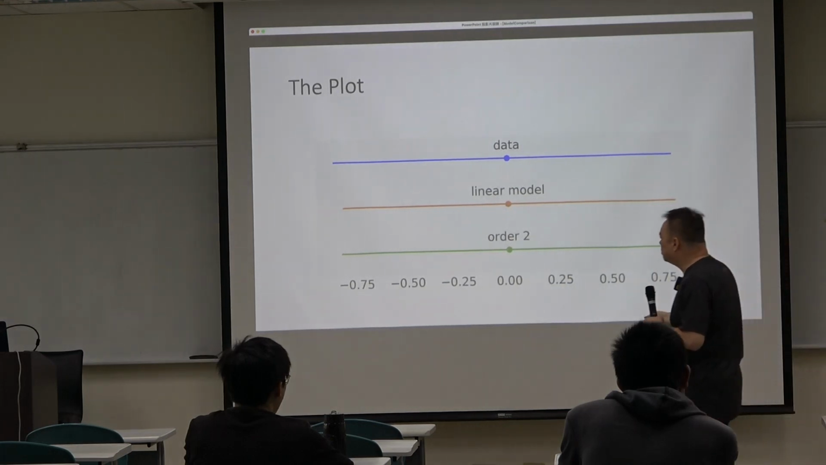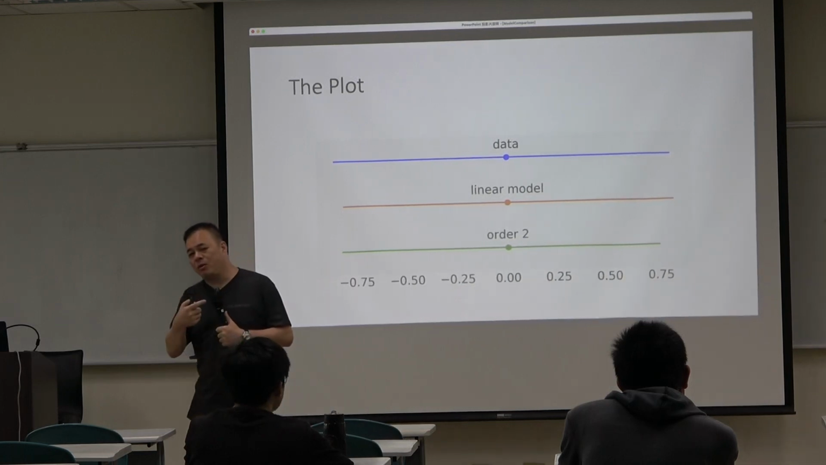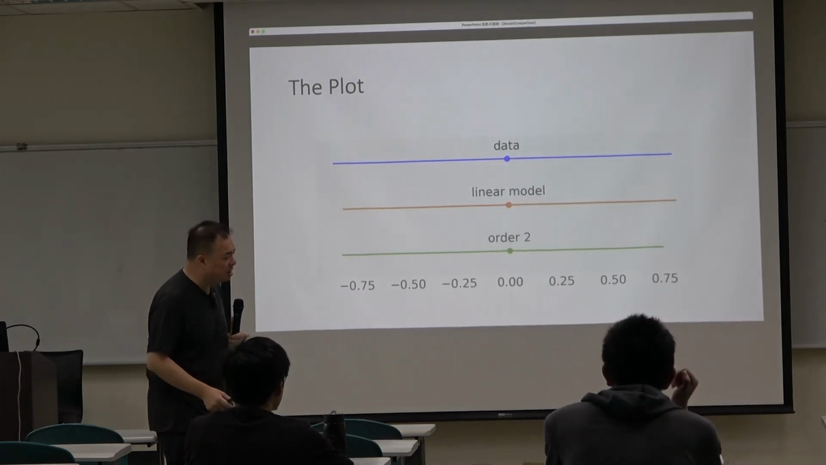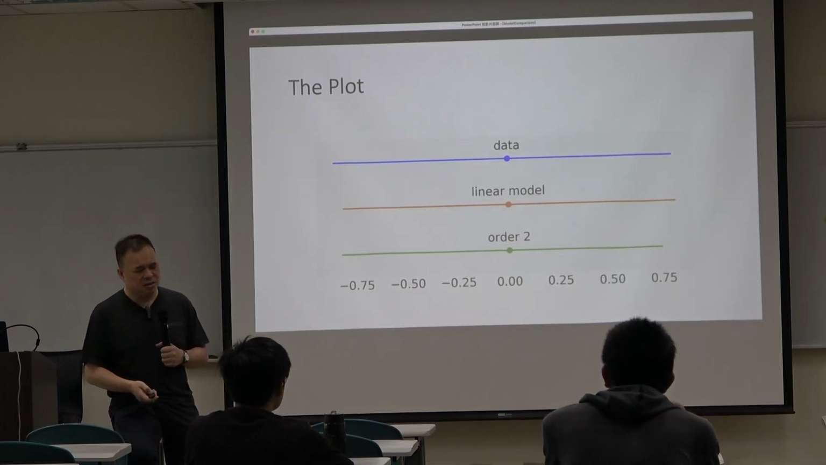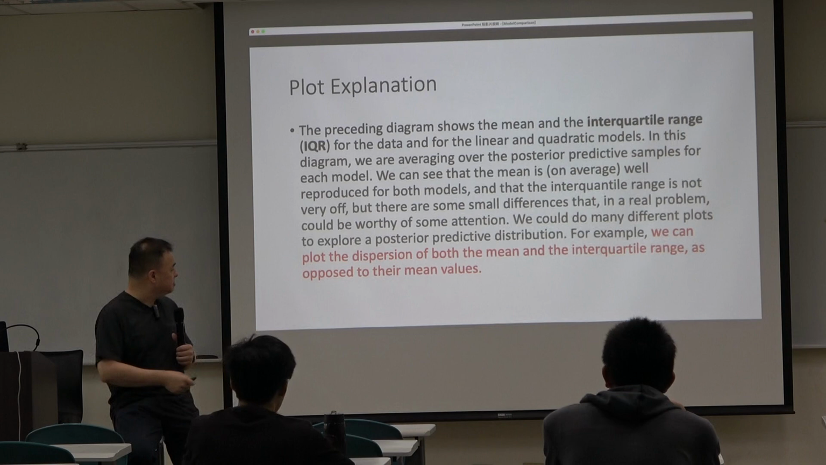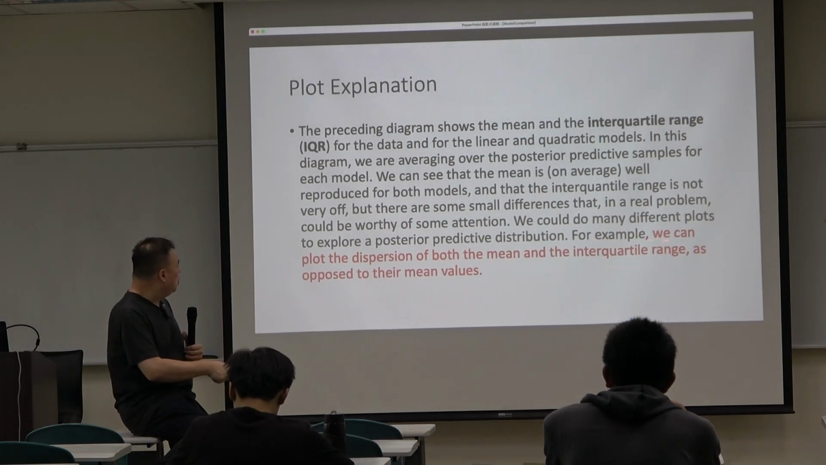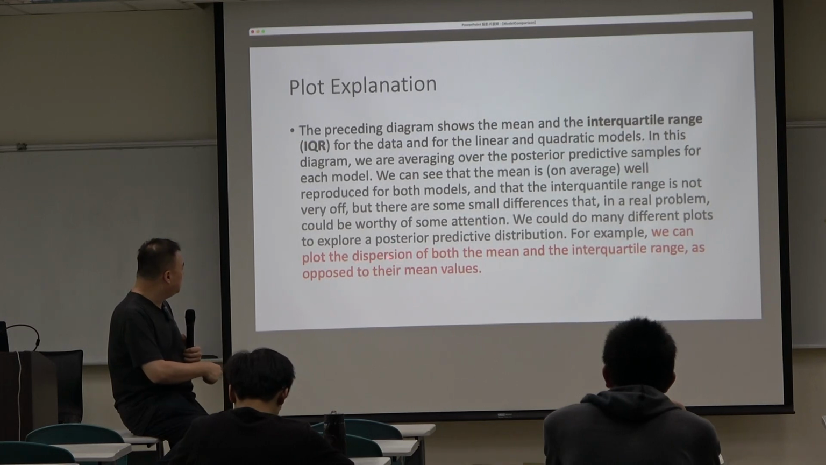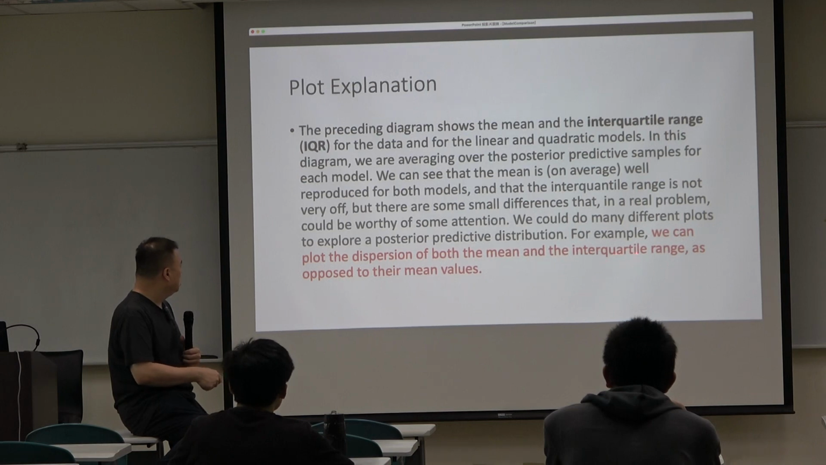So obviously, this one doesn't help that much. Let me repeat, if this one works, we will just use this as a criterion to determine which model is better. But unfortunately, when this does not work, what other tool can we have? What we can do is plot the dispersion of both the mean and the interquartile range, as opposed to their mean values.